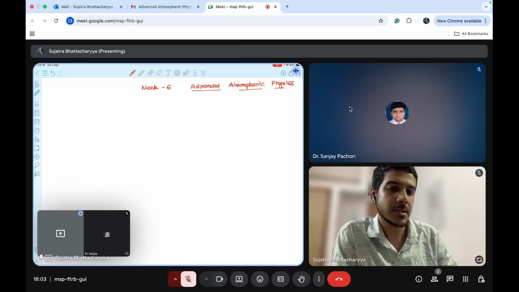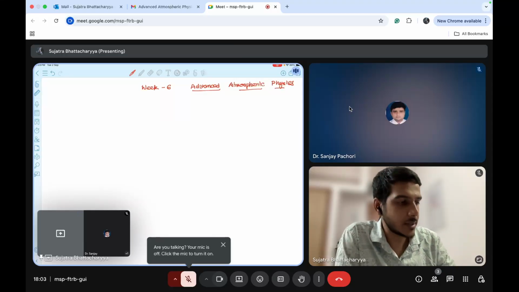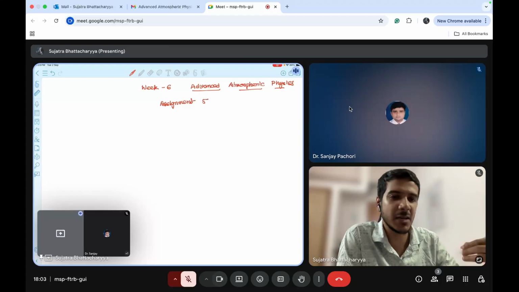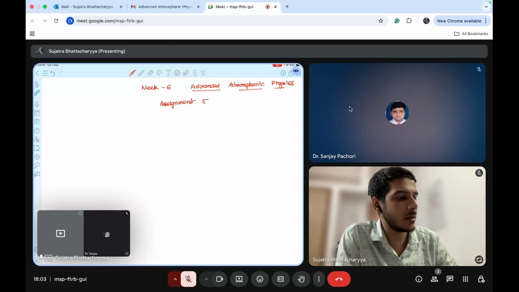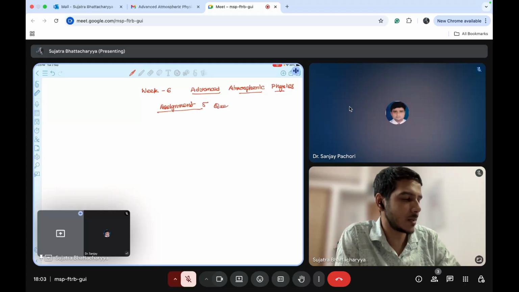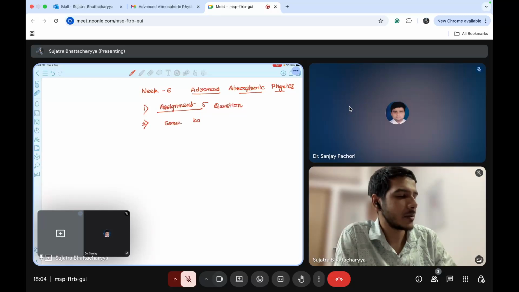So today's plan is again to look at the assignment 5 question. Although I think people have got the solutions of assignment 5, just a little bit of discussion I will do, and we can move forward to the week 6 contents. So assignment 5 question number 1, which we will just try to discuss a little bit because the solutions you already have.